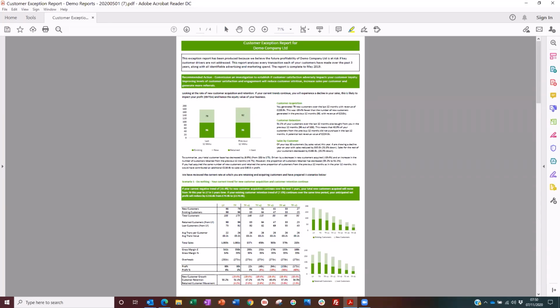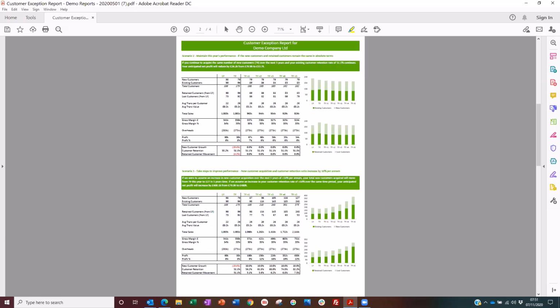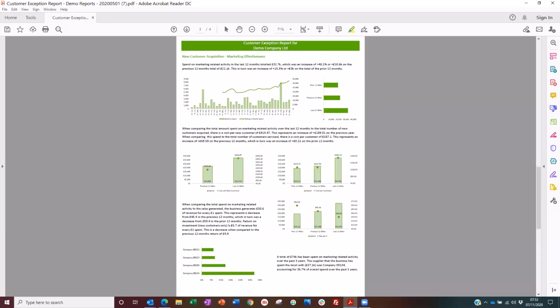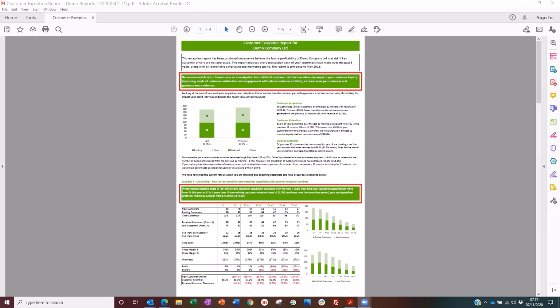The first analyzes existing trends within a company's customer base. The second provides some scenario modeling around the customer base. And the third analyzes the effectiveness of any marketing expenditure. And finally, the report also provides guidance on the recommended course of action.